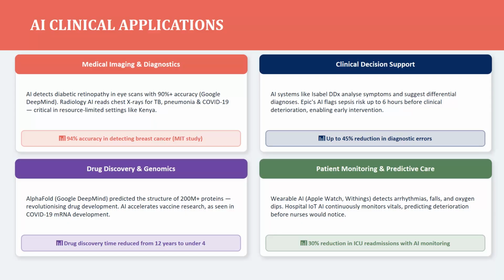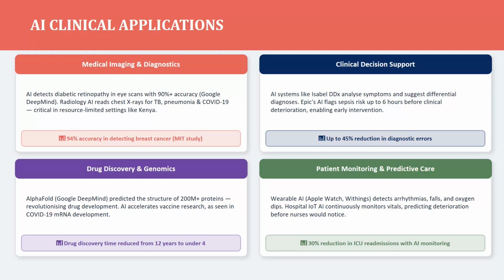Then we have patient monitoring and predictive care, where you can monitor your temperature, your blood pressure, your stress levels, and so on. Wearable AIs like the Apple Watch, the Oraimo watches, and Google watches, with things like Withings, can detect arrhythmias, falls, and oxygen dips. They can also be used to test the oxygen level and the blood level within the body, and they are able to execute such.